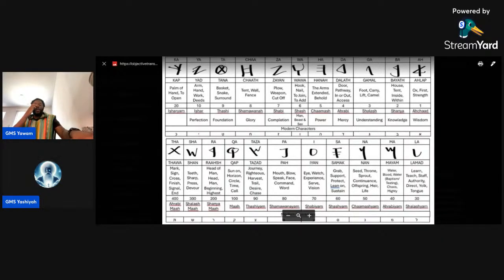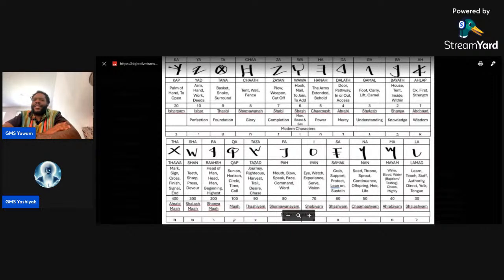All right, so just as the lesson is entitled, it says Alap Bayath, which means the Alap Bayath. Alap goes into an ox. All right, and it also goes into strength and it goes into first. All right, and then Bayath is a house. And the reason it's Alap Bayath is because the word for alphabet derives from Alap Bayath in Hebrew.